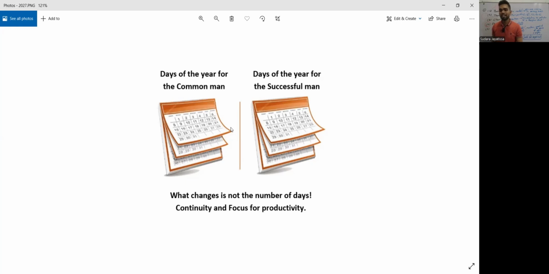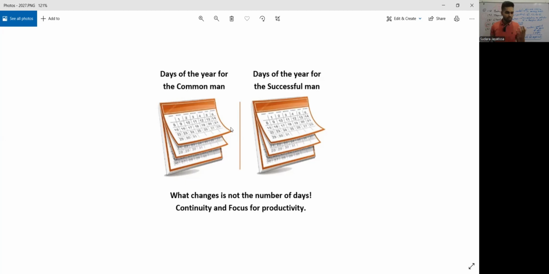On the right side there is the same time given to both. That is what I want to say today. It is what you do within the time you get that decides the result you get. That's the truth. Understand? So it all depends on what you do within the time you are given.